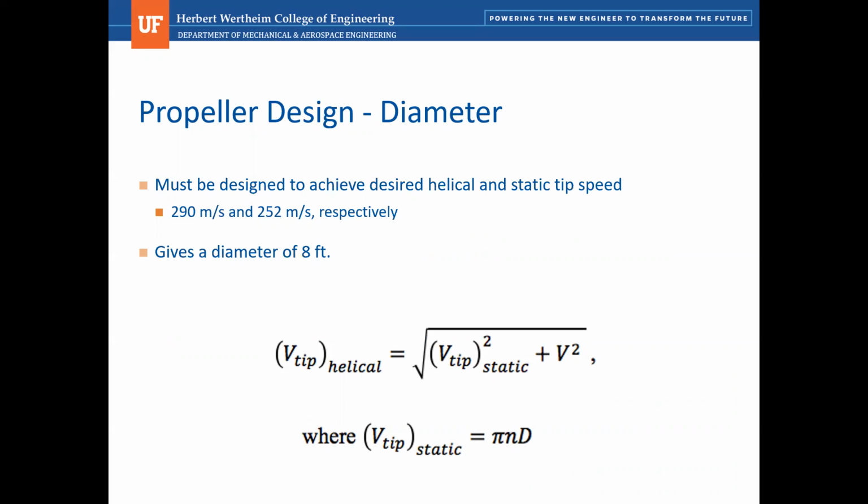So the propeller design was a pretty important parameter to decide when we were designing our power plant. It must be designed to achieve the desired helical and static tip speed, which for our design was 290 and 252 meters per second, respectively. And those equations that we used to get those values can be seen below. These tip speeds give us a general diameter of about 8 feet for our propeller.